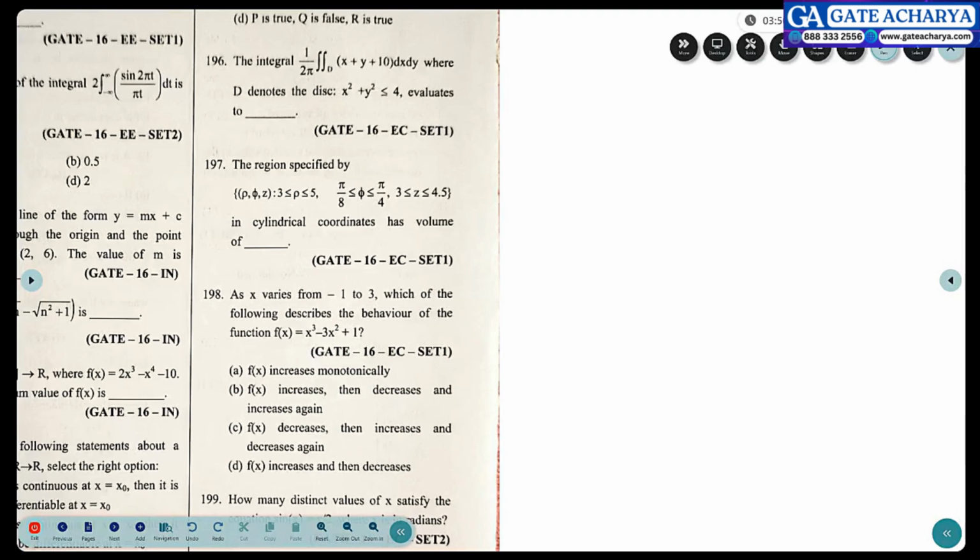The first challenging part is what is this disk that is being talked about? x square plus y square is less than or equal to 4. So it's the area inside the circle, right? How does x square plus y square equal to 4 look like? It's a circle with center at origin.